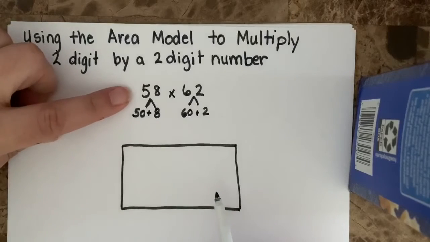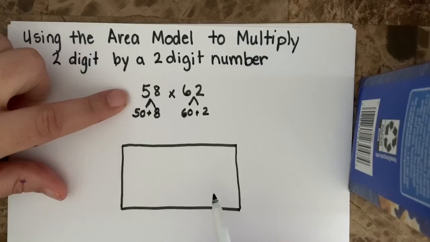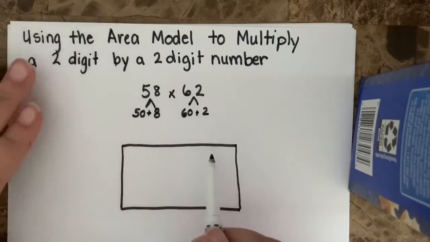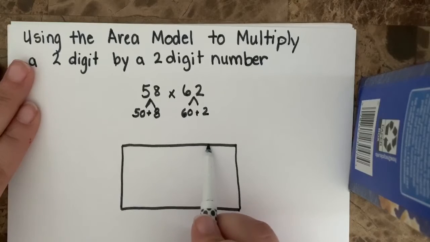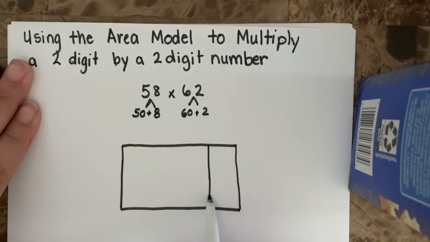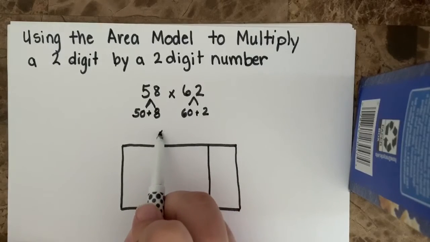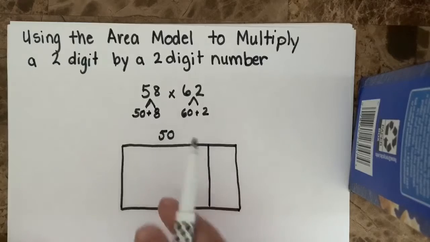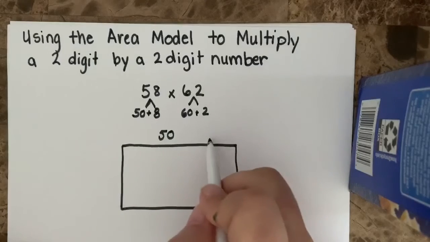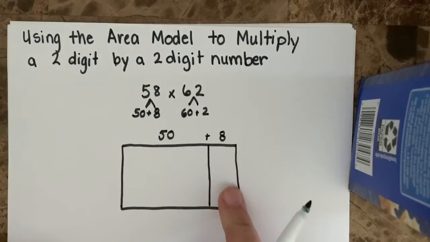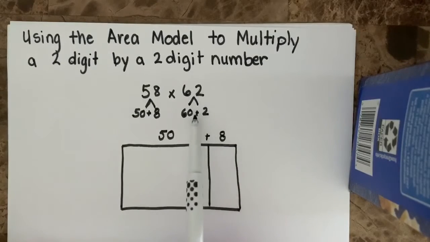Now, since my first number has 2 digits in it, I'm going to need 2 boxes, a box for my tens and a box for my ones. So I'm going to divide this rectangle into tens and ones. And I'm going to put the 50 over the first box. And I'm going to put the 8 ones over the second box. Now I have to multiply 50 plus 8 by 60 plus 2.